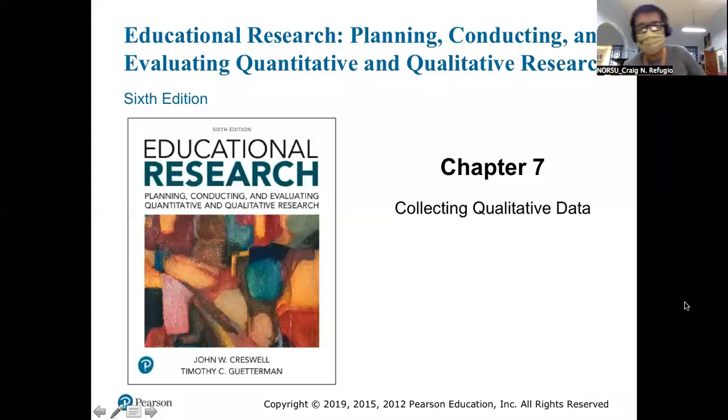Okay, so we'll go to chapter 7, collecting qualitative data. Last time we talked about the collection of quantitative data. That's chapter 7 in the book Educational Research by John Creswell and Timothy Guterman.